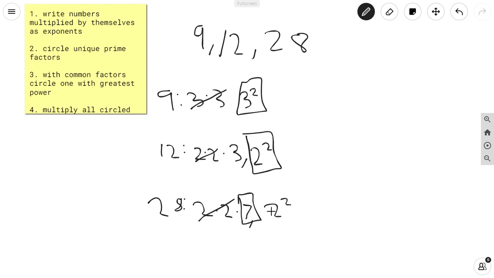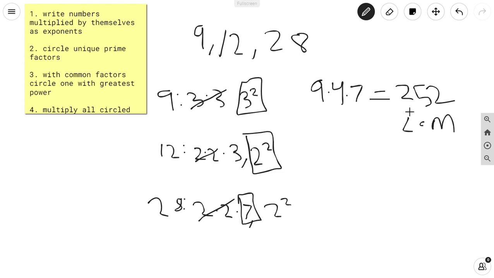And now I just multiply all that I circled. So first, 3 times 3, that's 9. 2 times 2, that's 4. Times 7. So 9 times 4 is 36. 36 times 7: 30 times 7 is 210, 6 times 7 is 42, so my answer is 252. So this is my least common multiple.